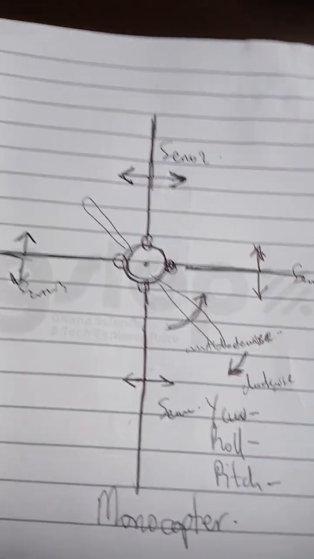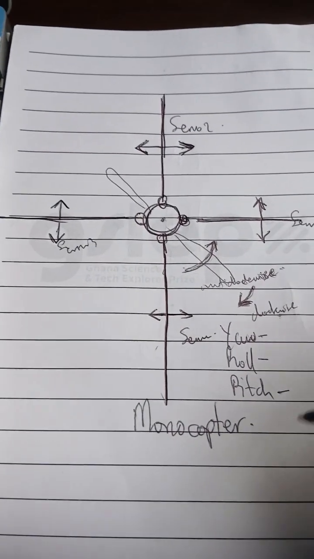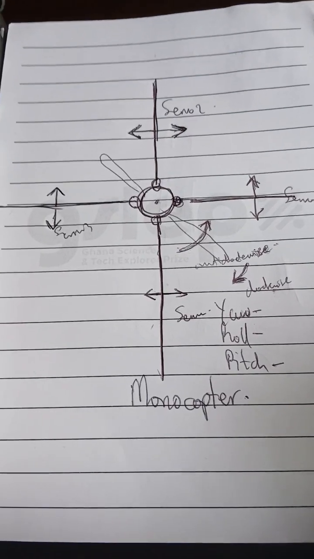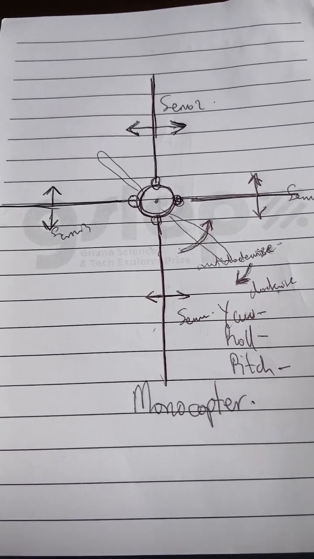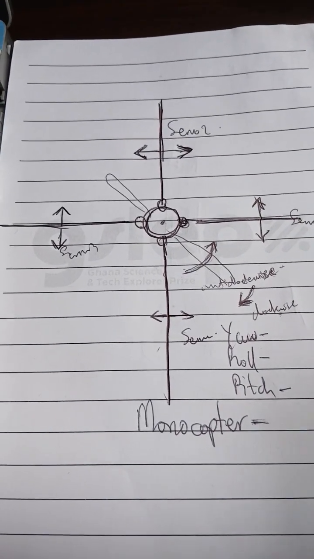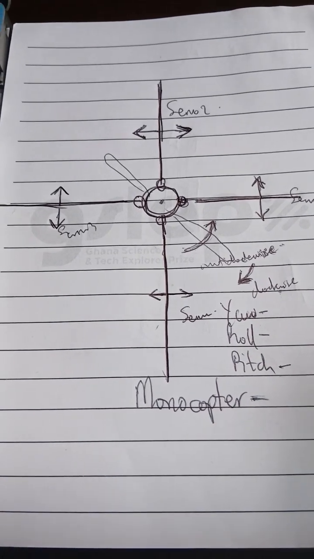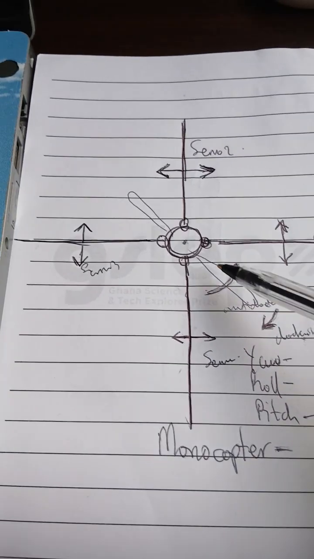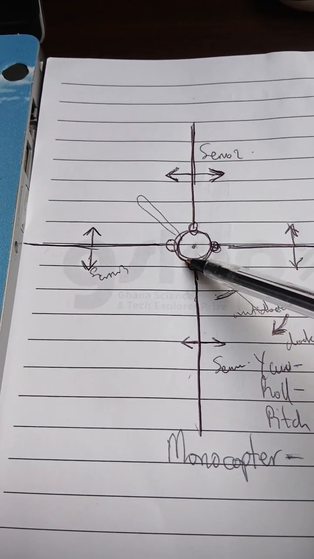Okay guys, so I'm going to take us through the principle of the monocopter. Once you understand this, you will be able to know how to model parts to create what we want. So this is a monocopter. Just like any other drone, it should have yaw authority, roll authority and pitch, right? The monocopter, as you can see, has just one motor.